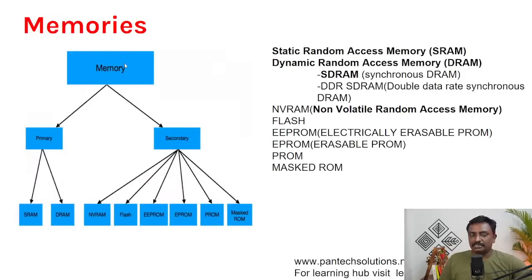Okay, so memories, basically there are two types, the primary memory and the secondary memory. Primary memory is volatile memory, which means when you reset the processor, the program will be erased, like SRAM and DRAM, but it is high speed. The secondary memory is flash memory or EEPROM, electrically erasable programmable read-only memory, or PROM. Mask ROM is one-time programmable. These are the different types of memory available for embedded system design, so based on your application, you have to choose.